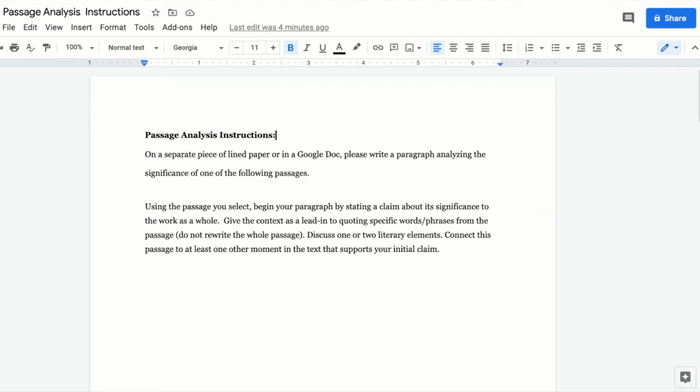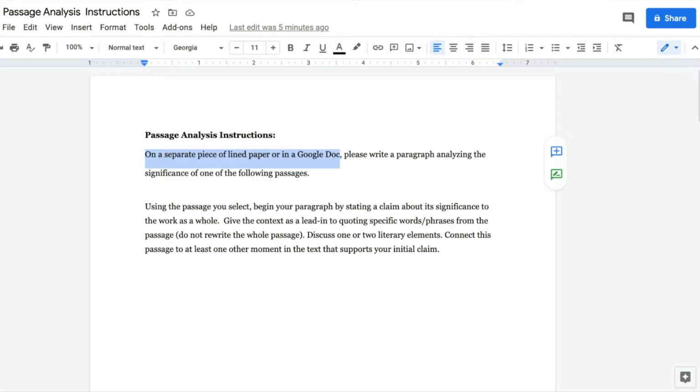On a separate sheet of lined paper or in a Google Doc, please write a paragraph analyzing the significance of one of the following passages. Now, if you are completing a writing assignment, you most likely are going to know that you're either typing it or handwriting it, and you don't really need instructions to remind you of that. So what I would recommend is highlighting this section right here and somehow crossing it off.